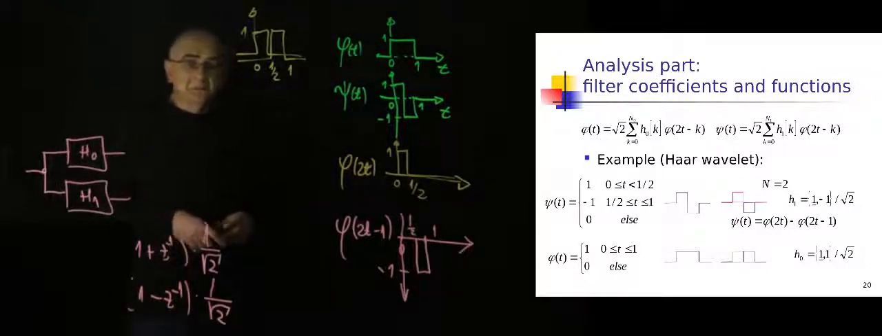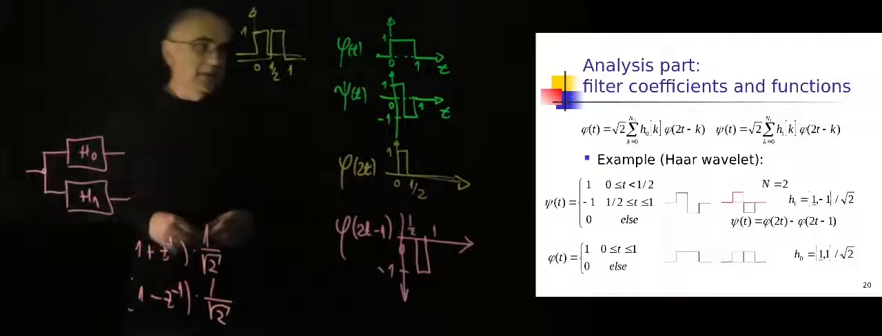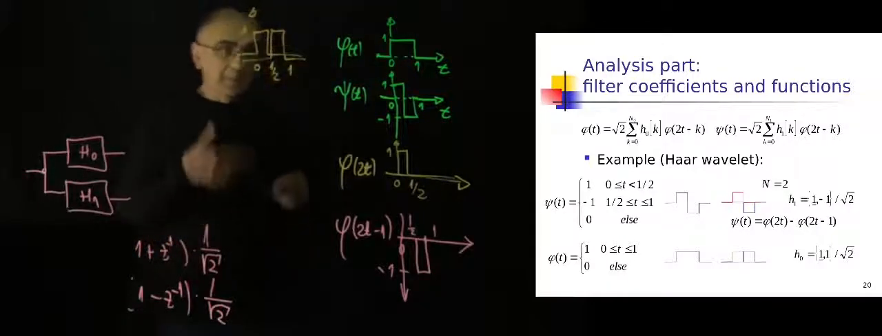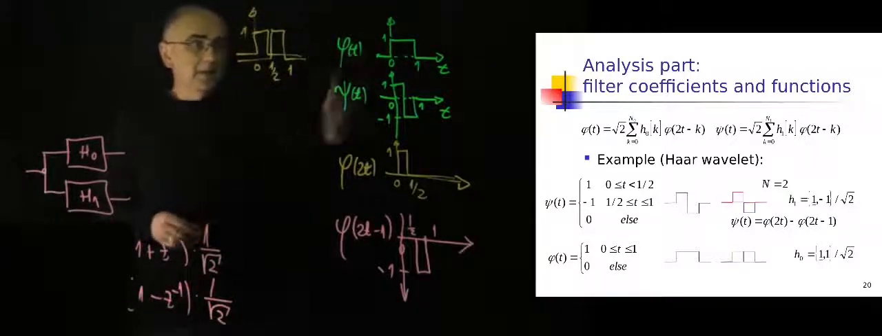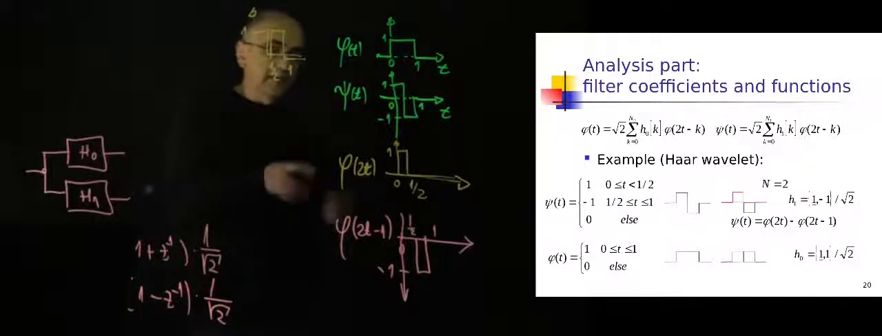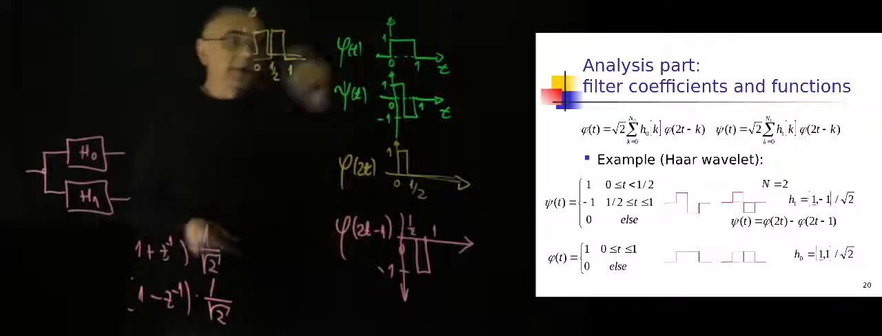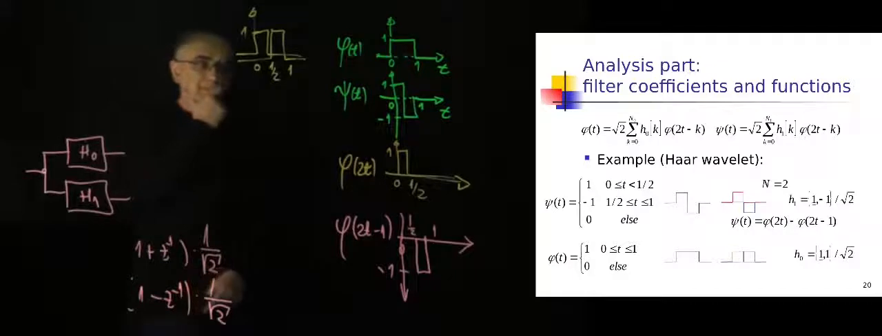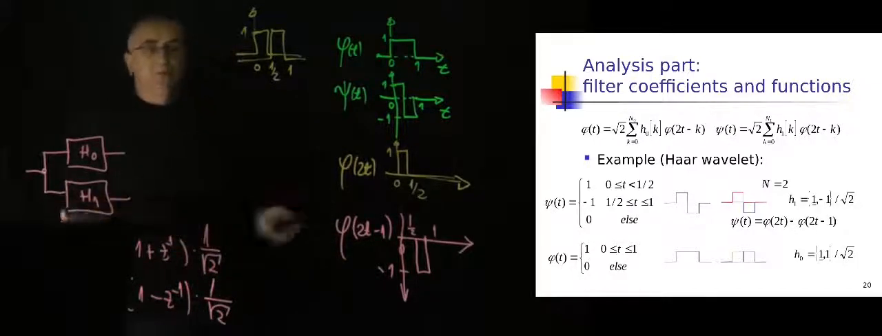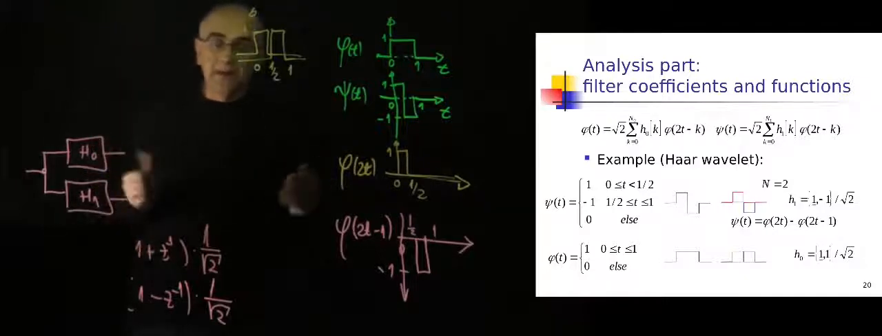It seems miraculous. So we have a pair of functions, scale and wavelet, and we can construct that wavelet from double speed scales. Is it the only possible way? No, of course not. There are so many other examples.